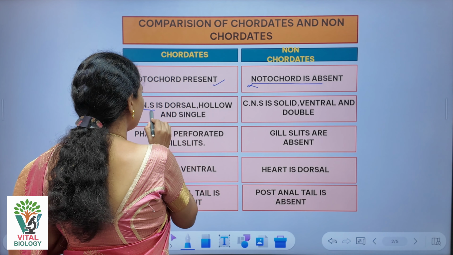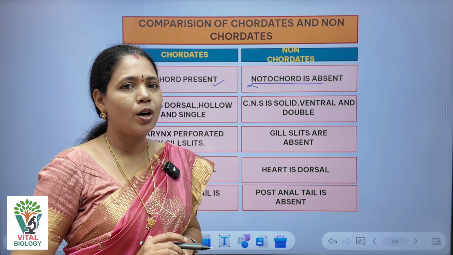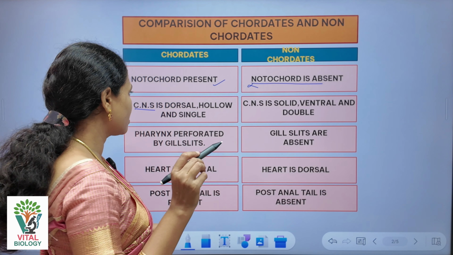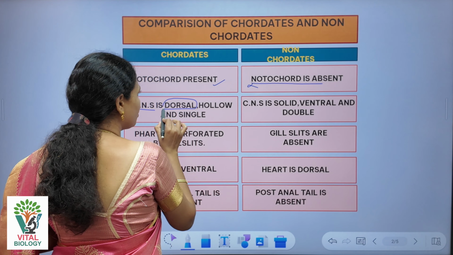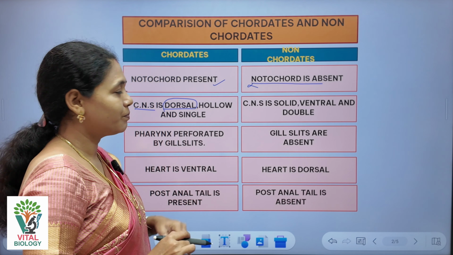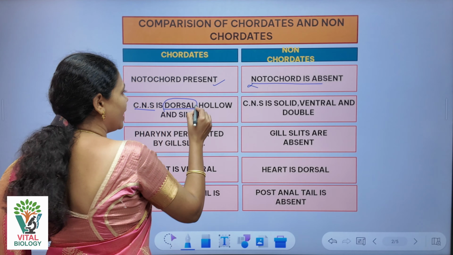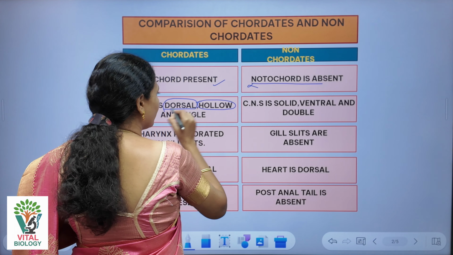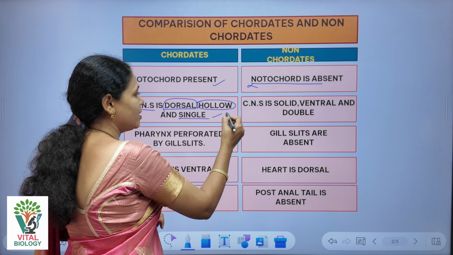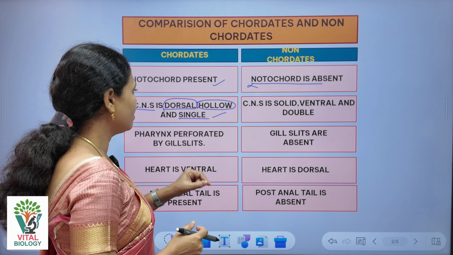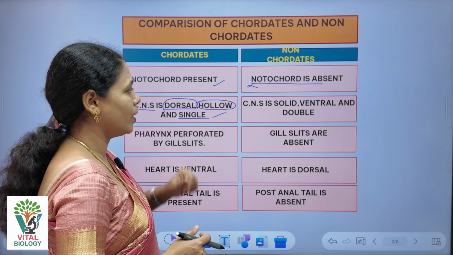And central nervous system. So central nervous system means here the nerve cord we said. Okay, so the dorsal nerve cord. Yes, that central nervous system, position-wise, in chordates is dorsal, and it is hollow. Number-wise, it is single. A single hollow dorsal nerve cord is seen in the case of chordates.